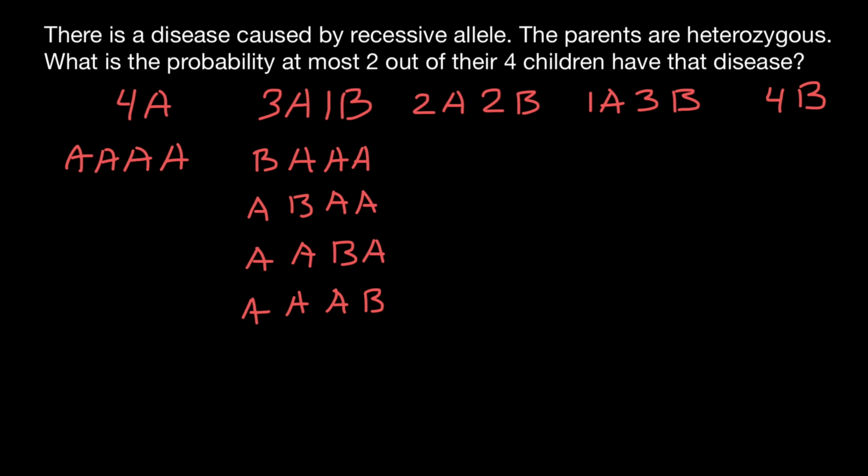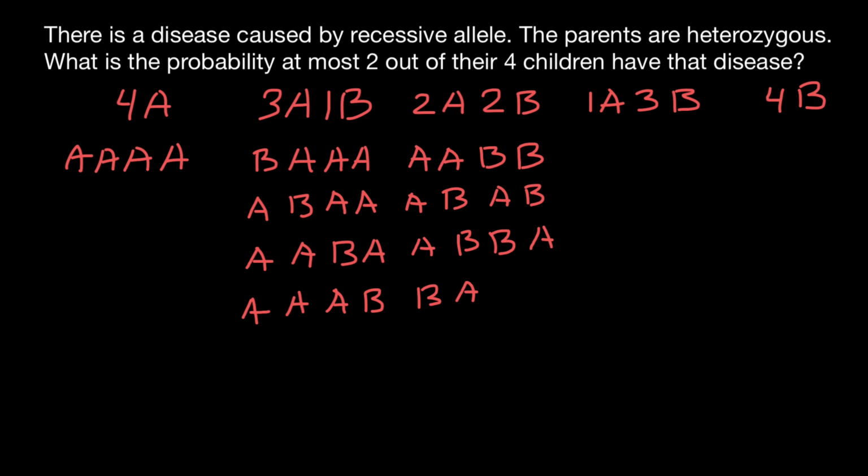As for the 2 children who are healthy and 2 who are unhealthy, we will have more variants. Take a look. For example, healthy, healthy, and 2 unhealthy. Another variant would be healthy, then unhealthy, healthy, and unhealthy. Another variant would be healthy, unhealthy, unhealthy, and healthy. Another combination would be unhealthy child, healthy, healthy, and unhealthy.